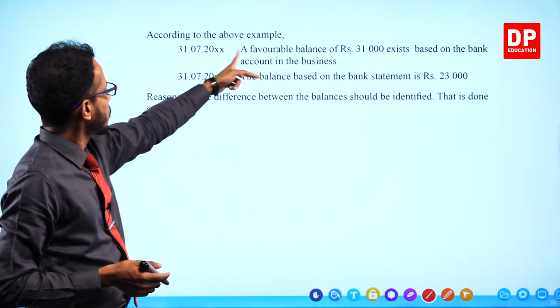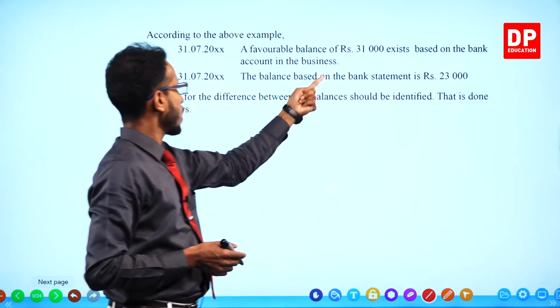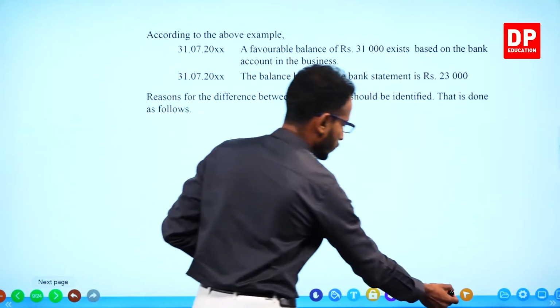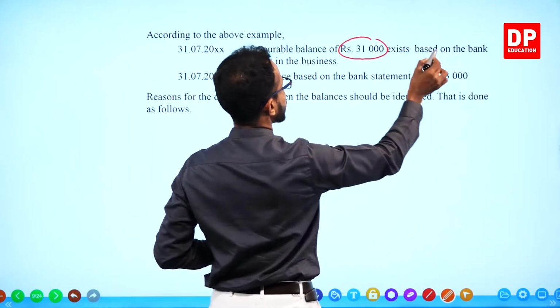According to the above example, a favorable balance of 31,000 exists in the bank account.